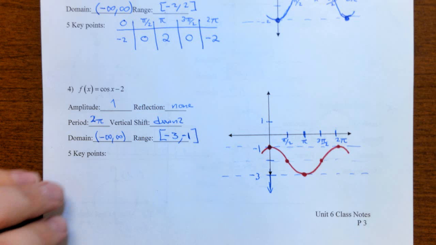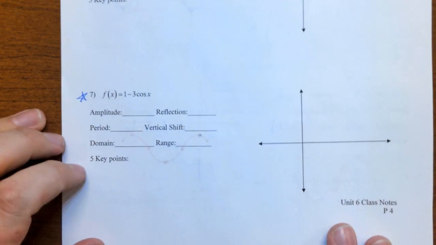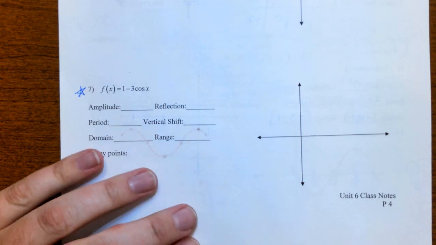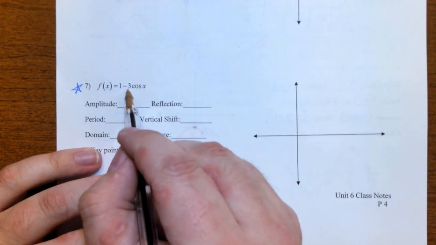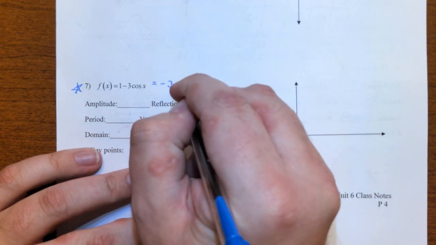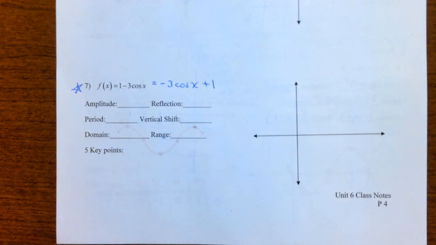Let's look at one more example where we combine these ideas. I'm going to skip all the way to problem 7. In problem 7, I see f of x equals 1 minus 3 times the cosine of x. All right. So if you want to rewrite this with the 1 written at the end as a +1, you're welcome to. It means the same thing. There are, of course, some mathematical reasons why it might be written that way, but they're not that important to what we are doing. So let's think about how to construct this graph.